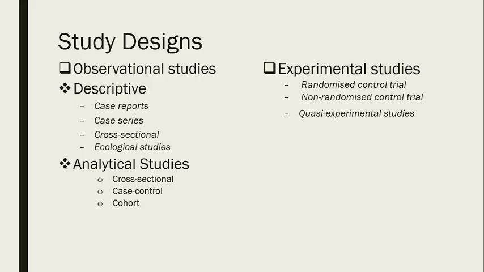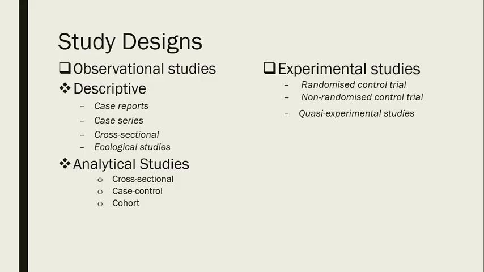Cross-sectional can also be descriptive. It can also be analytic. So when we get there, when we're looking at the detail, we'll look at that. So a cross-sectional study could be descriptive because there's usually no comparison group. So you can describe what information has been gathered.